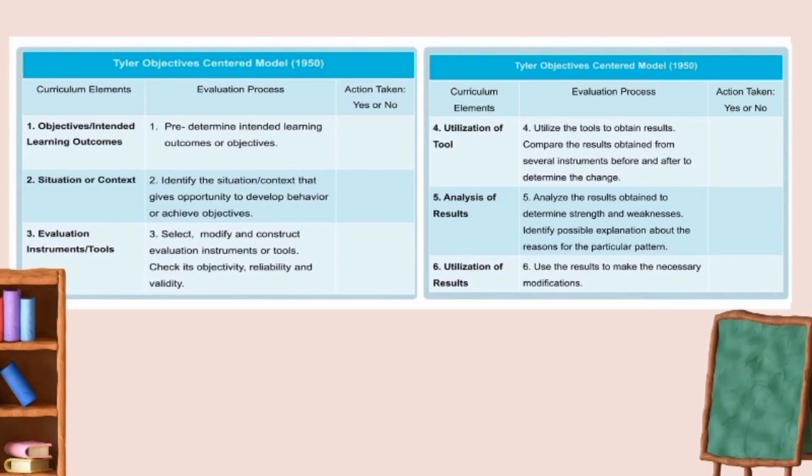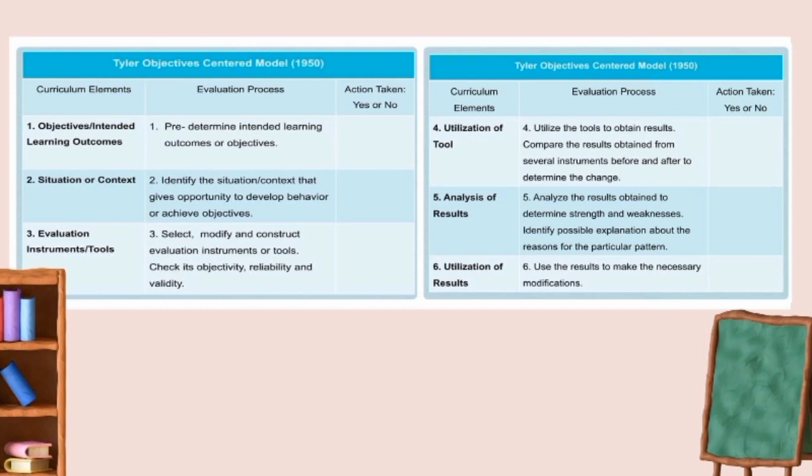My answer for this is yes, because situation or context refers to the specific circumstances and conditions in which the curriculum is being implemented and assessed. Understanding the situation or context is crucial for evaluating the effectiveness and appropriateness of the curriculum and identifying areas for improvement. Third is evaluation instruments or tools.